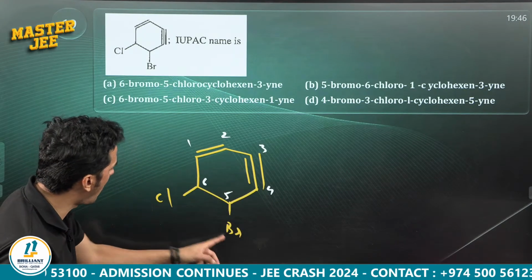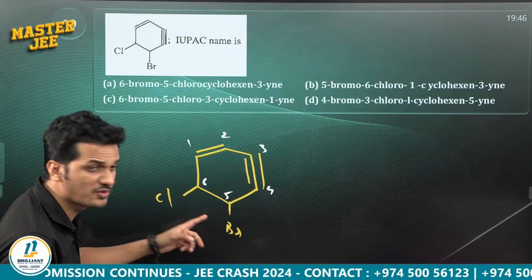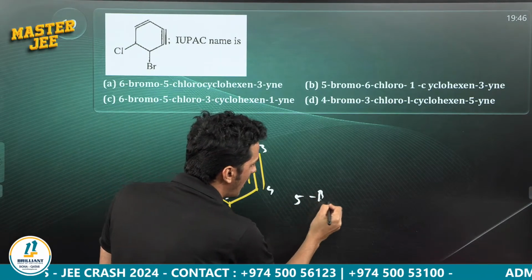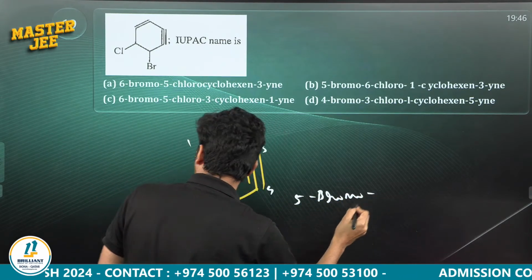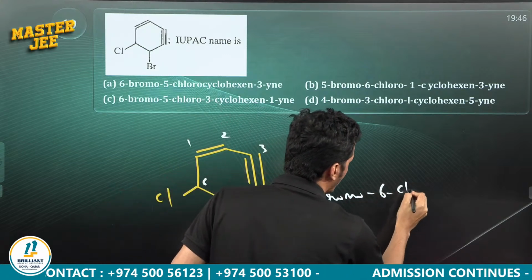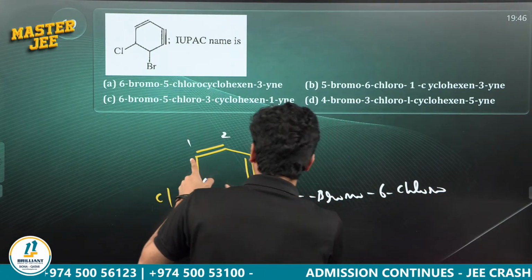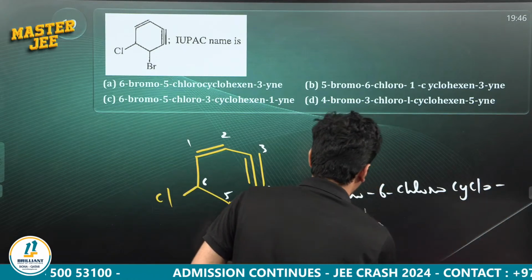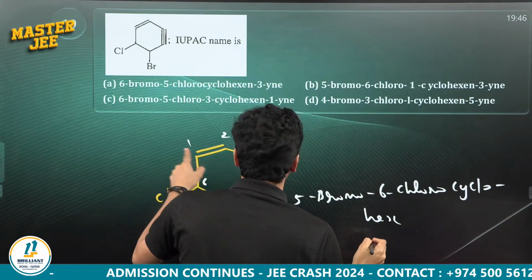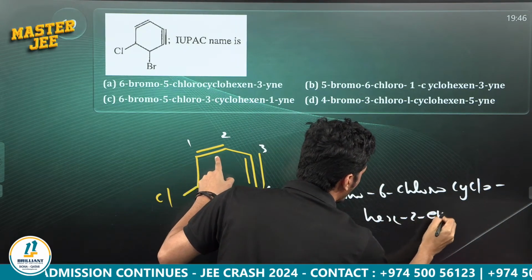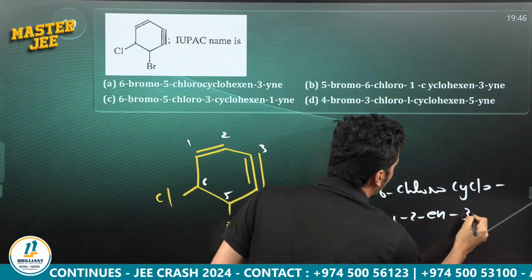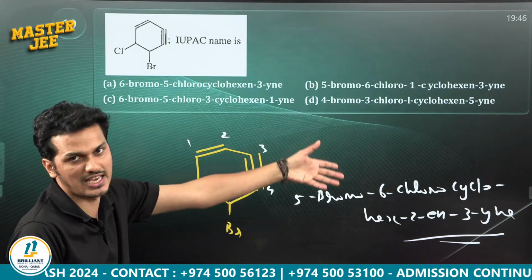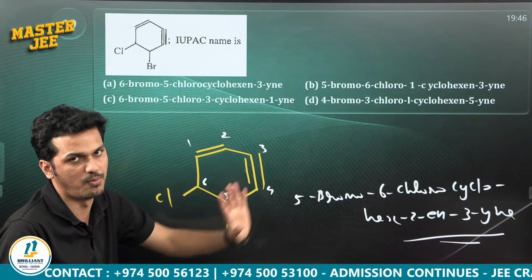So the branches are bromine and chlorine. Which one will be told first? Alphabetical order. So 5-bromo and 6-chloro. Then this one is actually cyclohex, then 1-en, 3-yne. So the type of compound is yne, and the unsaturation is a double bond.